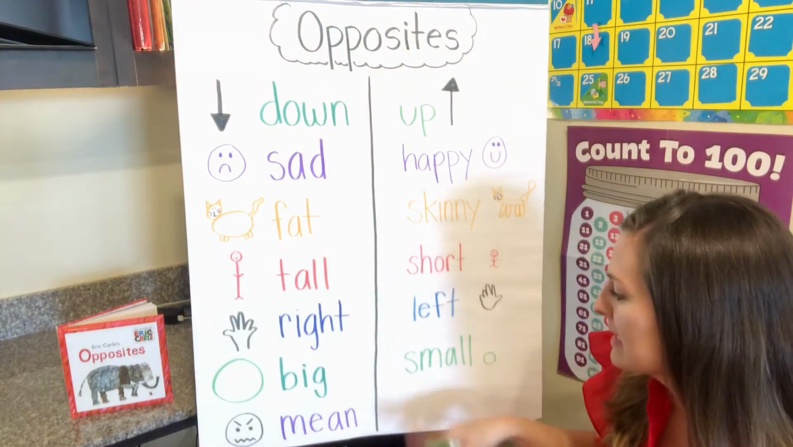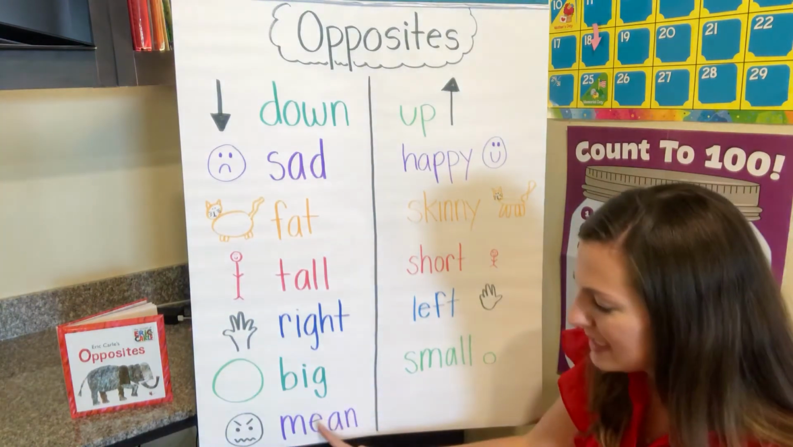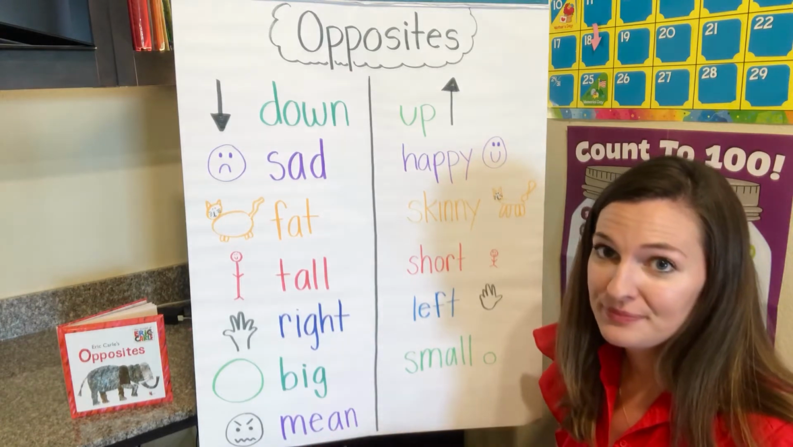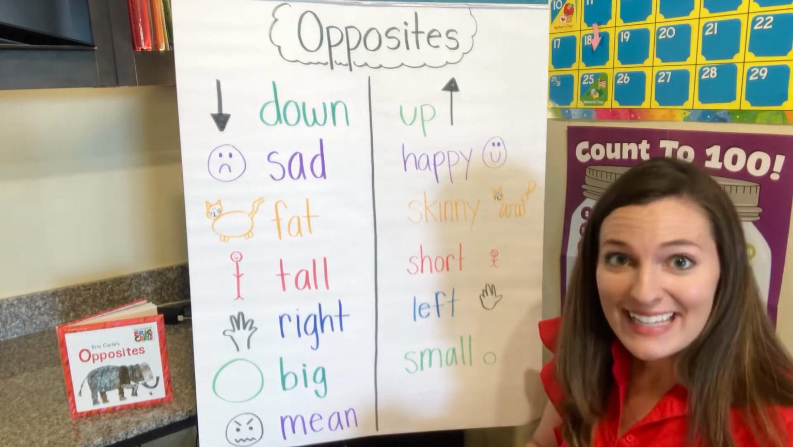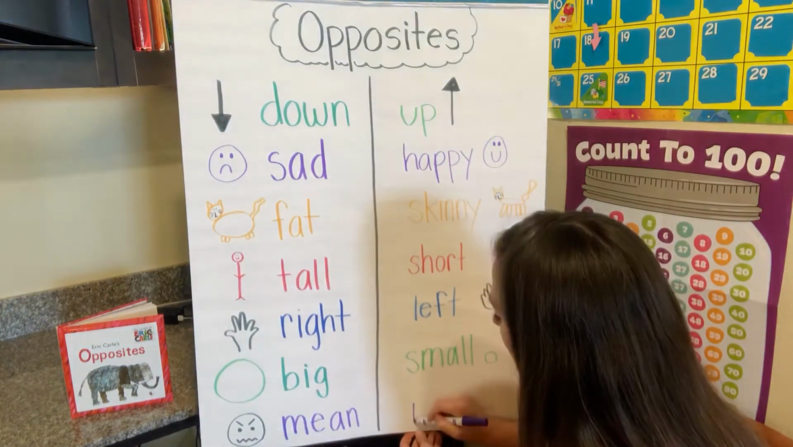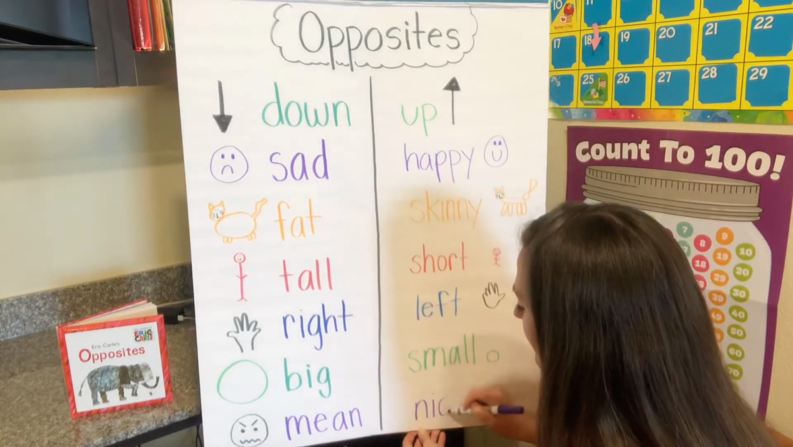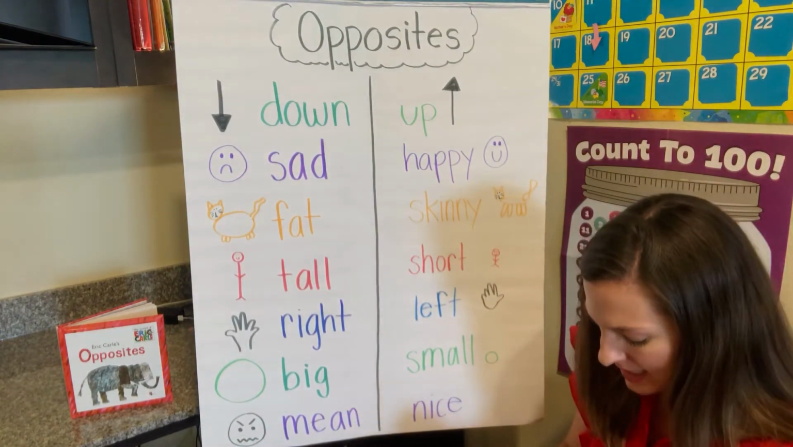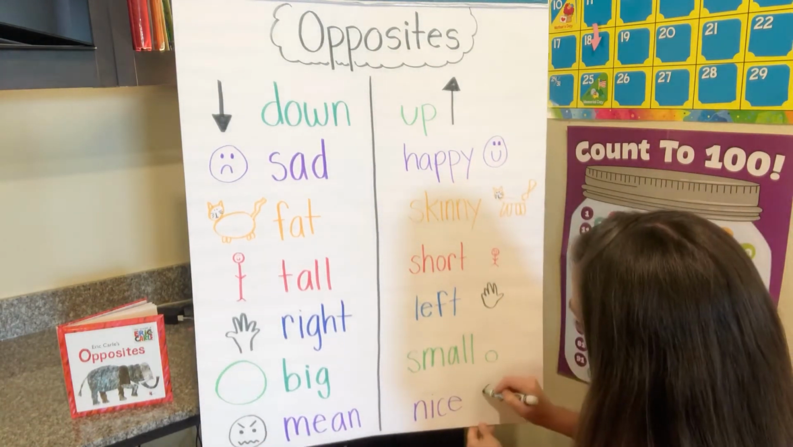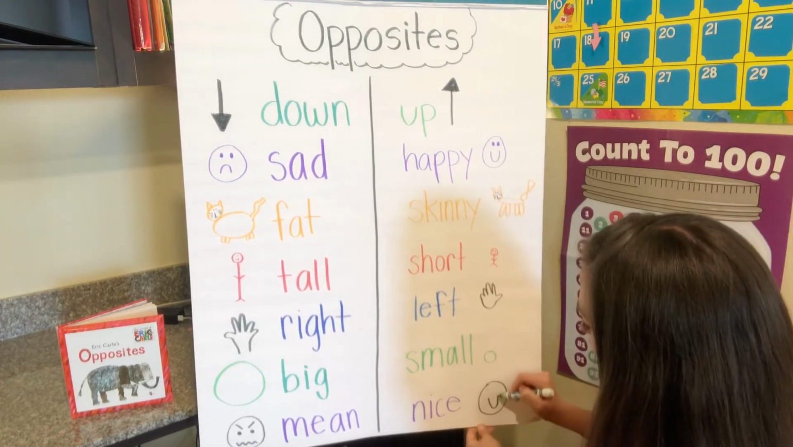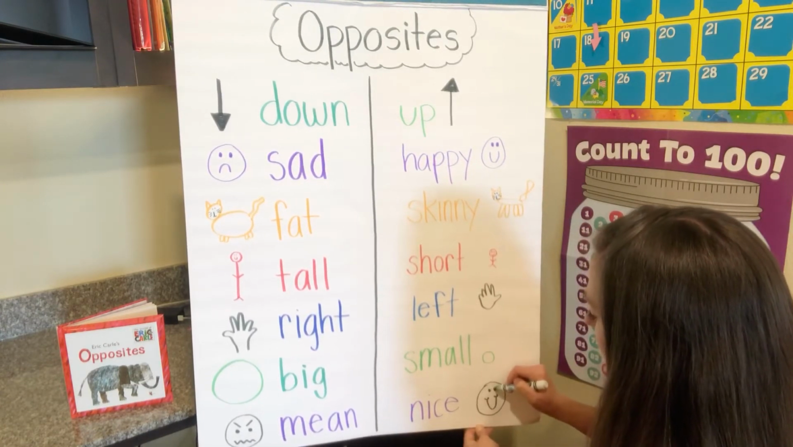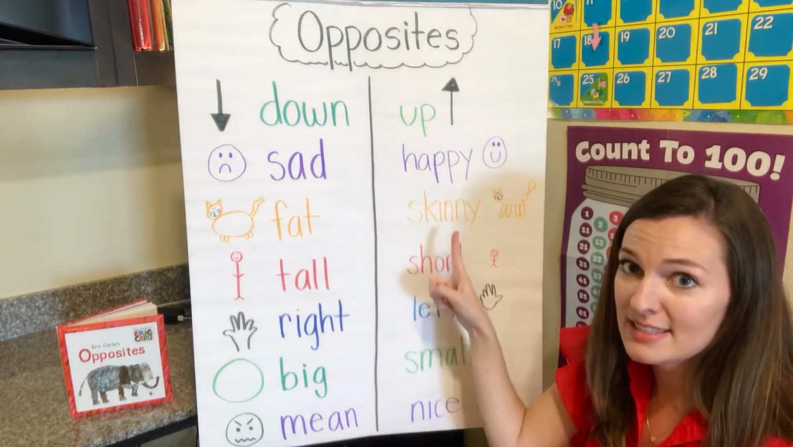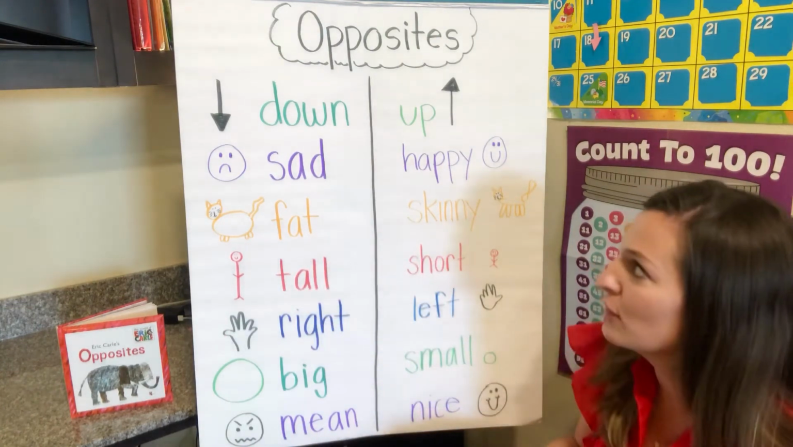So big and small. What is the opposite of mean? Nice. So the opposite of mean is nice. And here I have drawn a very mean face. Now I'm going to draw a nice face with a smile. So these are opposites. They mean something completely different, right?